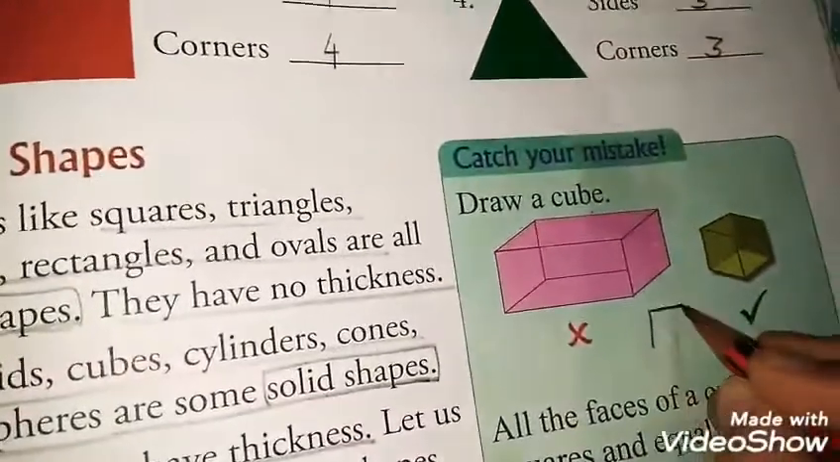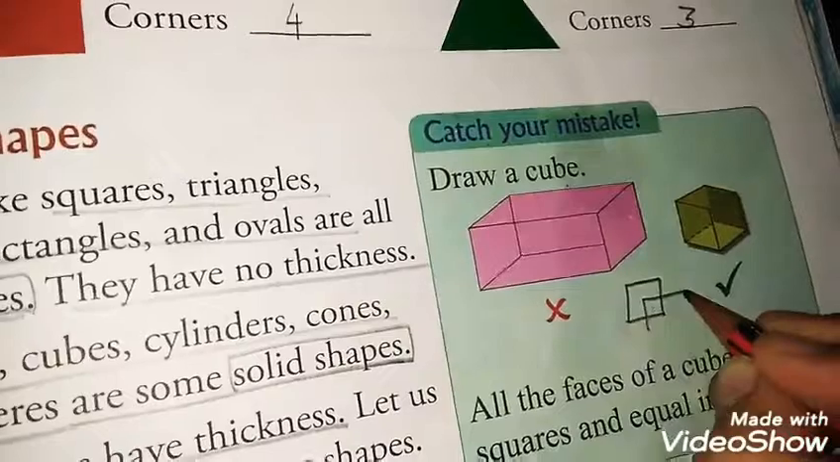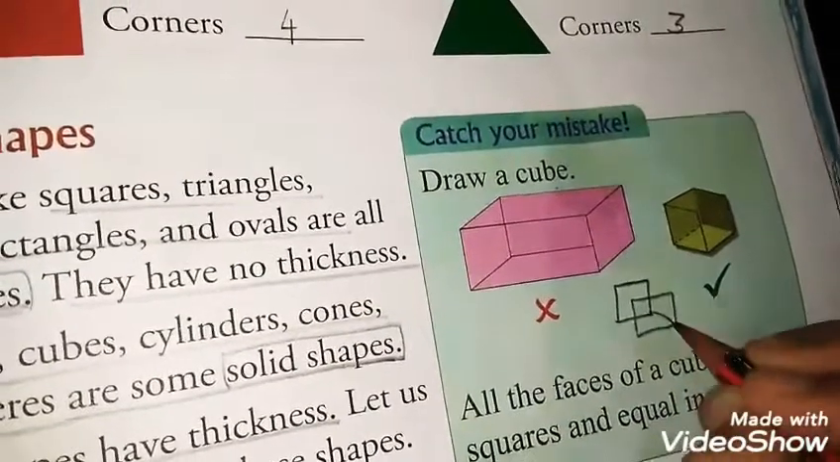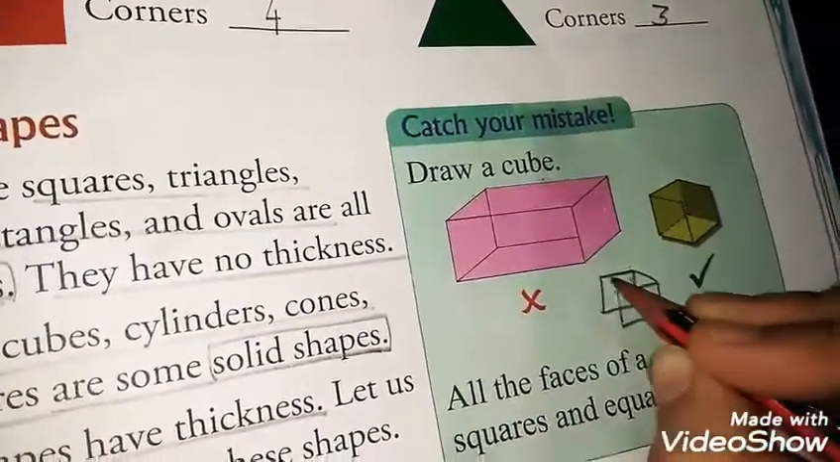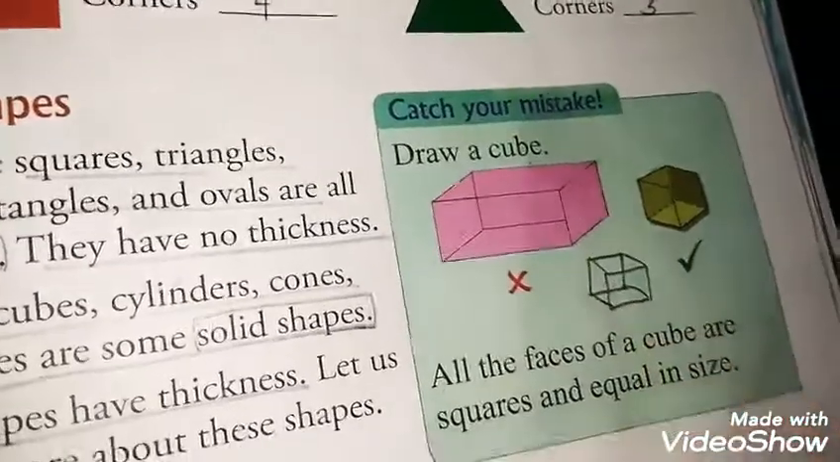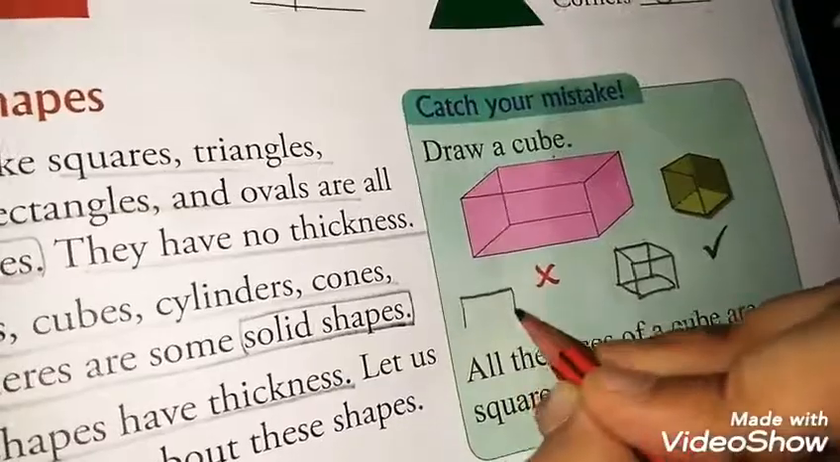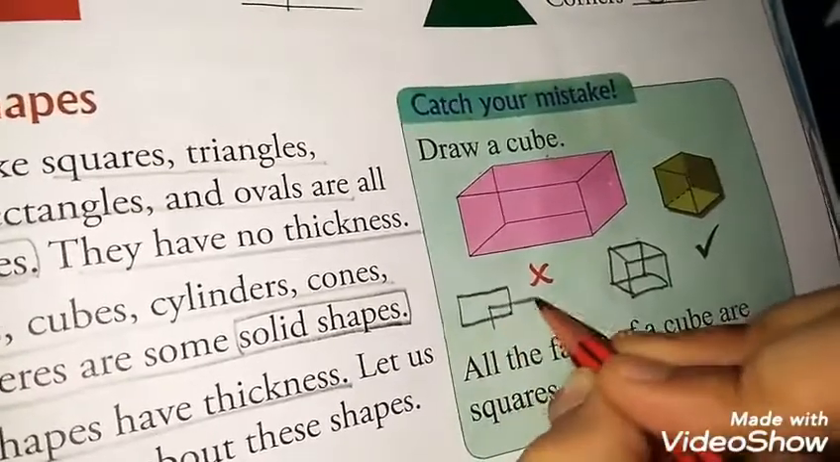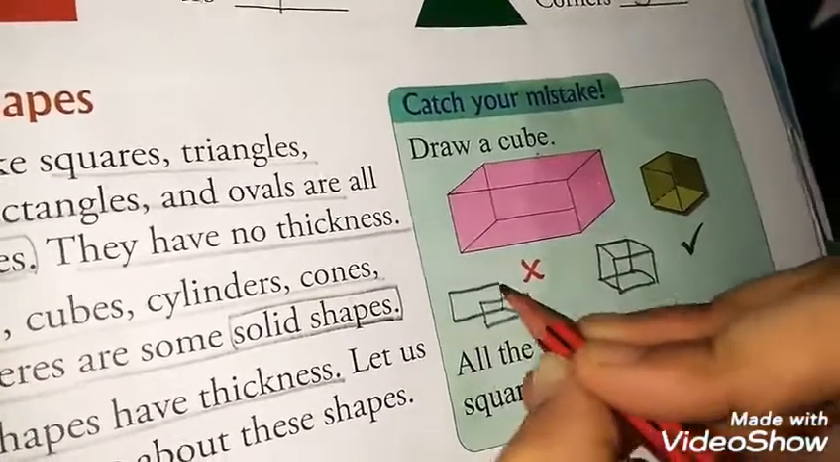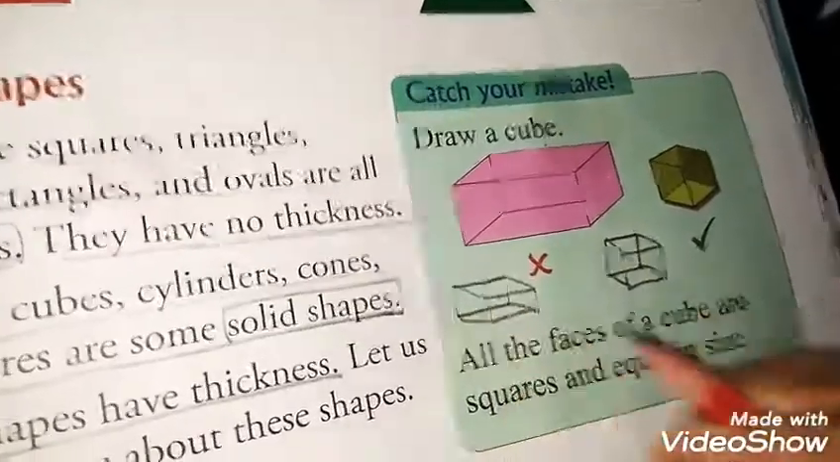See this, 1 square and 2 square. Okay, and when we join the edges, it makes a cube. And to make a cuboid we need rectangles. See, like this, 2 rectangles, and when we join them, it makes a cuboid.